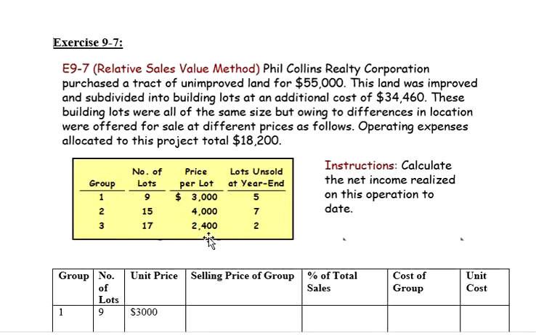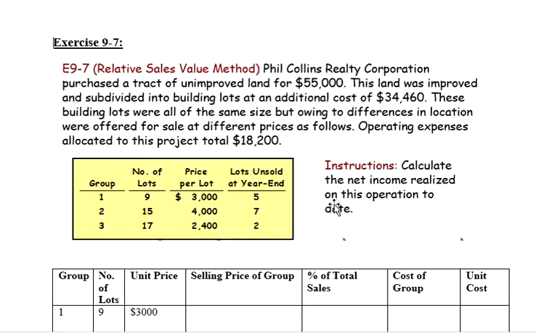Then the company started the operation, and the year ended. At the end of the year, out of the 9 lots available for sale, 5 were unsold, so 4 are sold. Out of the 15, 7 are still to be sold, so 15 minus 7 is equal to 8 sold. Out of the 17, 2 are remaining, so 17 minus 2, 15 lots are sold from group number 3. So this is the information that's given to us.